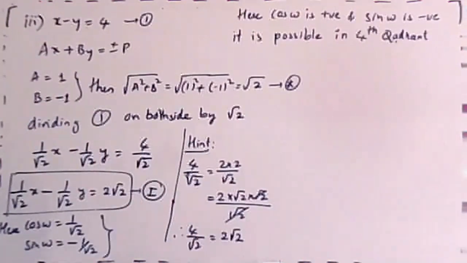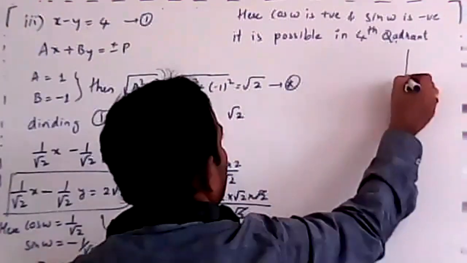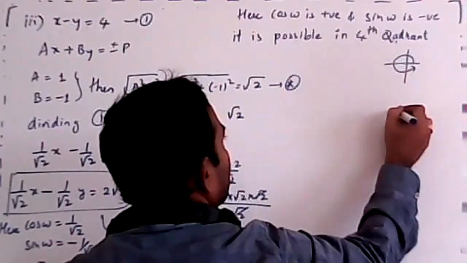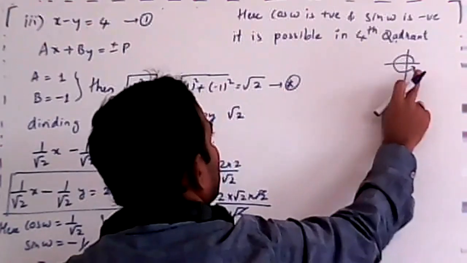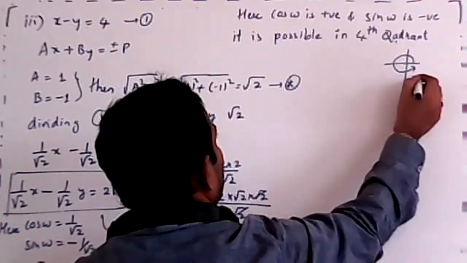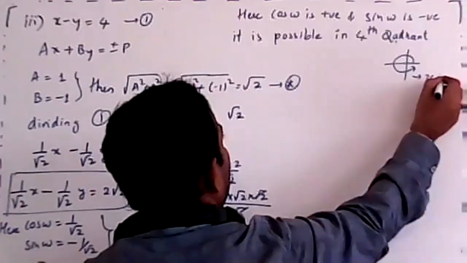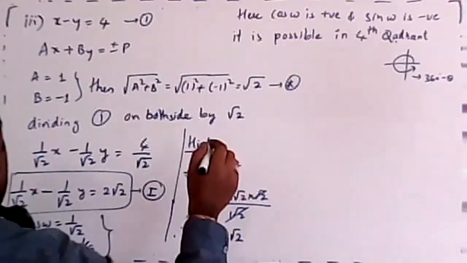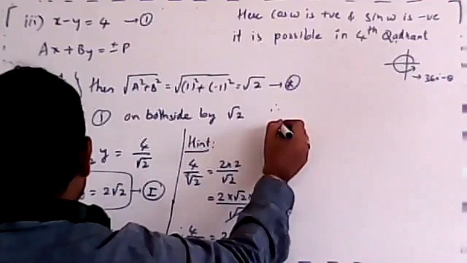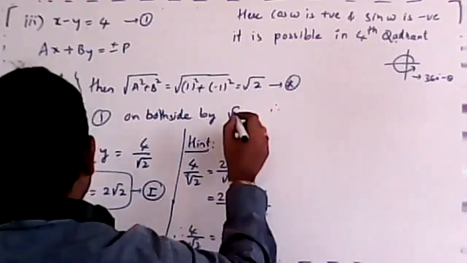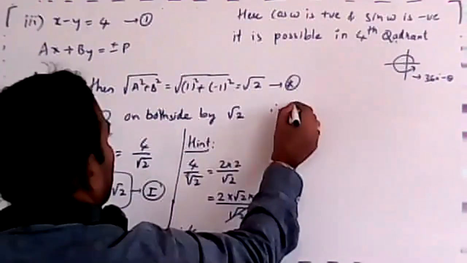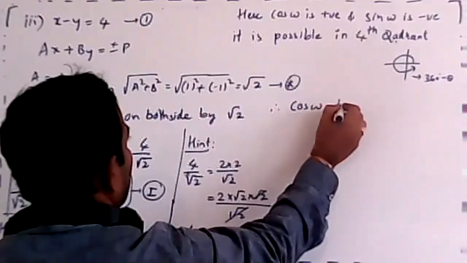Okay. Now you just cleared it is possible in the fourth quadrant. Fourth quadrant, I will show you. It comes up to here, right? Fourth quadrant. Then I can rewrite it as 360 minus theta. This is nothing but 360 minus theta I can write, or minus omega. Therefore, cos omega is equal to 1 by root 2.